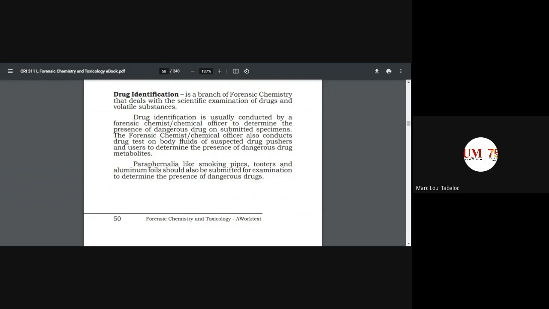And of course, yung examiner, yung forensic chemist, would also conduct drug test on body fluids of suspected individuals in order to determine the presence or yung level or content ng mga suspected dangerous drug components, pati yung mga metabolites.